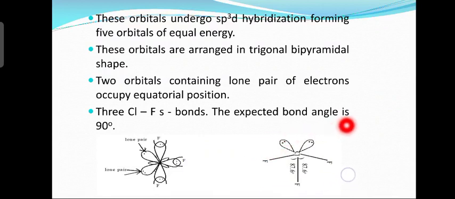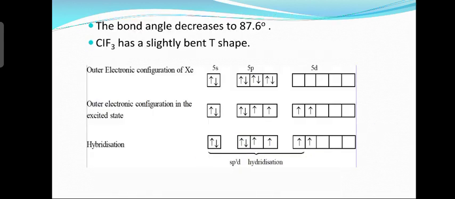So the expected bond angle is 90, but the bond angle observed is 87.6 degrees, because of the steric hindrance of these lone pairs of electrons. So 2 lone pairs are present. Therefore, because of steric hindrance, they push the orbitals, the orbitals of the fluorine atoms. Therefore, because of steric hindrance, the bond angle decreases from 90 degrees to 87.6 degrees.